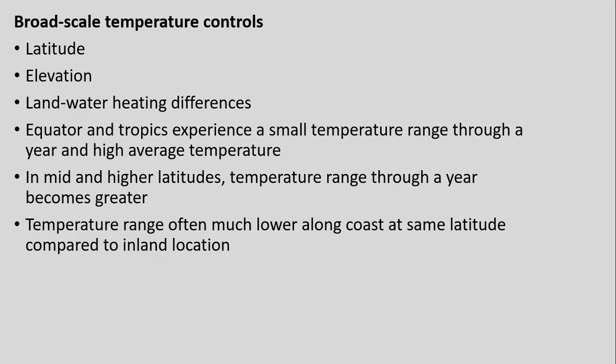As we continue to carry this forward, a reminder that the equator and the tropics experience a relatively small temperature range throughout the year, with high average temperature, because we have very direct sun angle throughout the year. That changes as we move to higher and higher latitudes. When we move to mid and higher latitudes, we have a greater temperature range throughout the year, based on both a greater variation of incoming solar radiation, so sun angle, and day length. Also, temperature range is often much lower along a coast at the same latitude compared to an inland location because of those latent and specific heat characteristics that we just talked through.